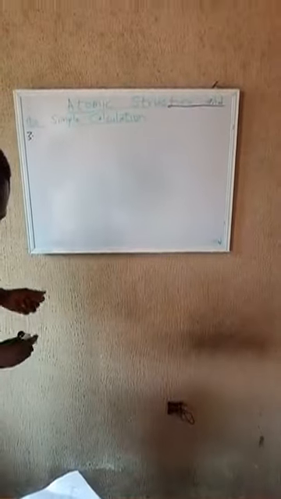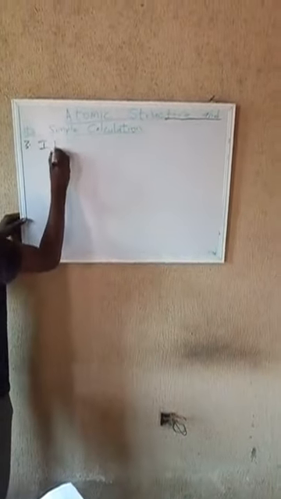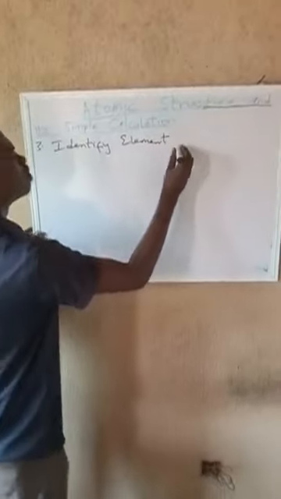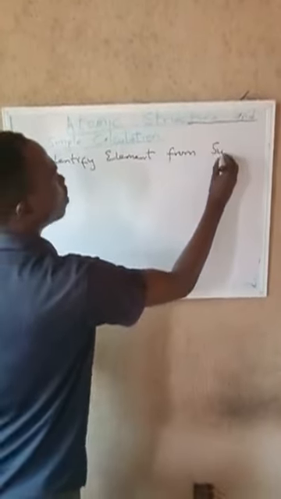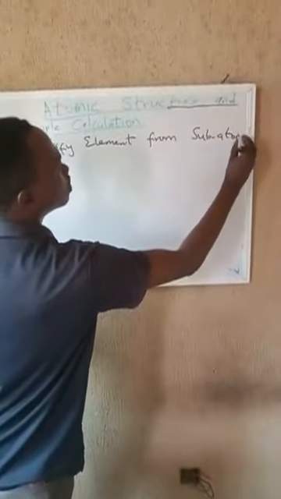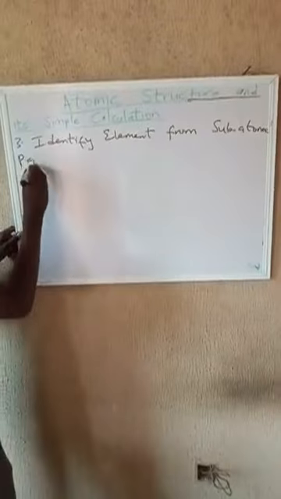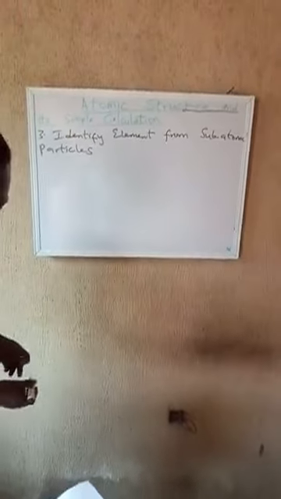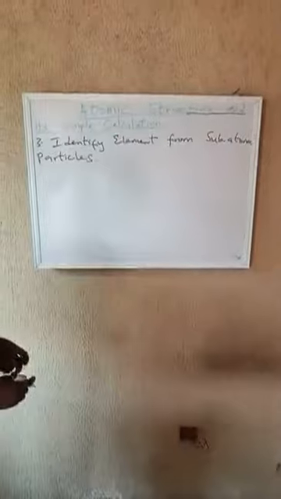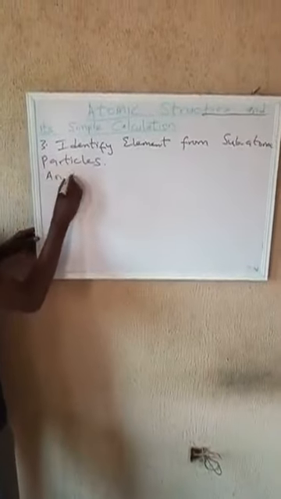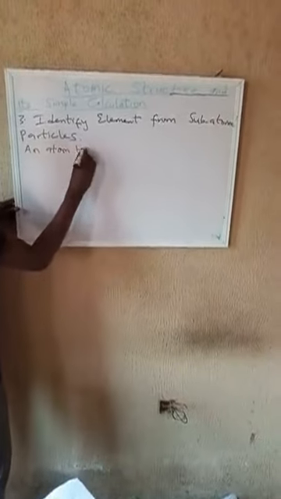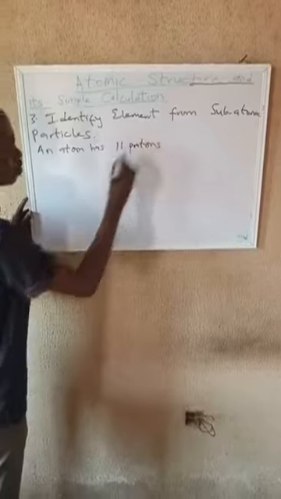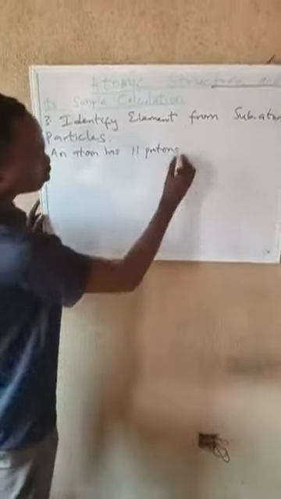Number 2. Identify an element from subatomic particles. Identify element from subatomic particles. Say an atom. How many protons do we have here? 11 protons. 12 neutrons.